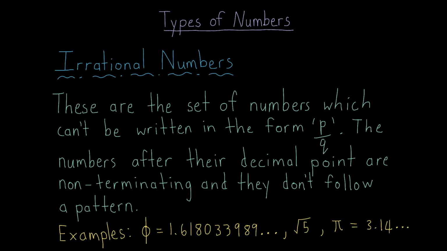The next example we have is the square root of 5, which is referred to as surd 5. Then we have pi. Notice that for the golden ratio, the digits after the decimal point don't show a pattern.